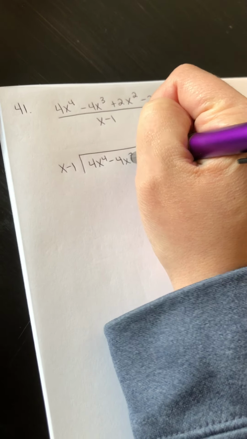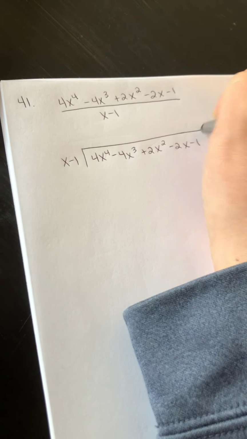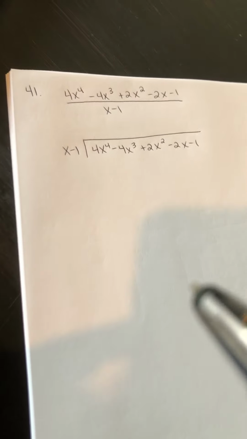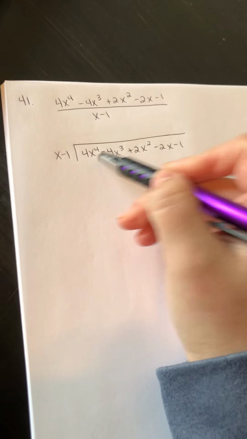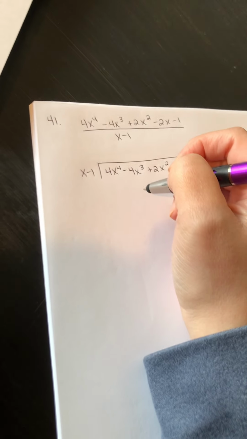And just as a note, if you are missing any exponents, so in this one you're not, they start at 4, 3, 2, 1, 0. That's fine. If you're missing any, you want to plug them in with zeros just to make your life easier, because when you multiply, sometimes they pop up. Like if there's no cube, you might still get a cube when you multiply.